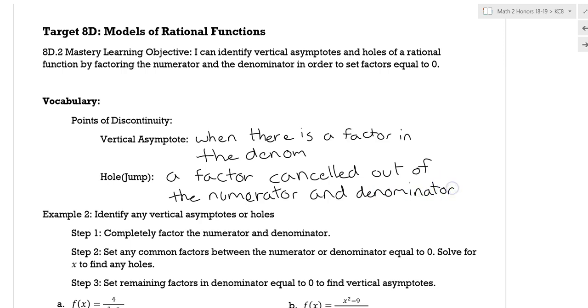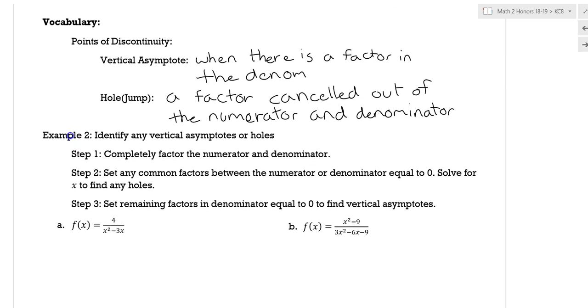So if I simplified my rational function and something canceled out of both the numerator and the denominator, then that value gives us a hole. Okay, because it kind of just disappeared.